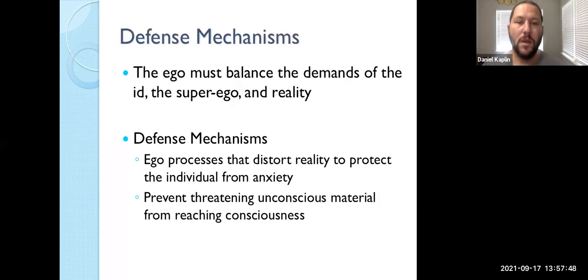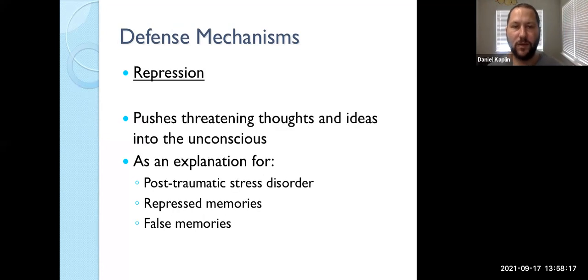All right. Now, we talked about the ego. The ego reconciles the desires of the id and the morality of the superego. But it also is the place of defense mechanisms. So defense mechanisms are how we cope with stress. And one of the things that the ego does is it distorts reality to some degree to protect you from stress and anxiety, right? So let's talk about some defense mechanisms.